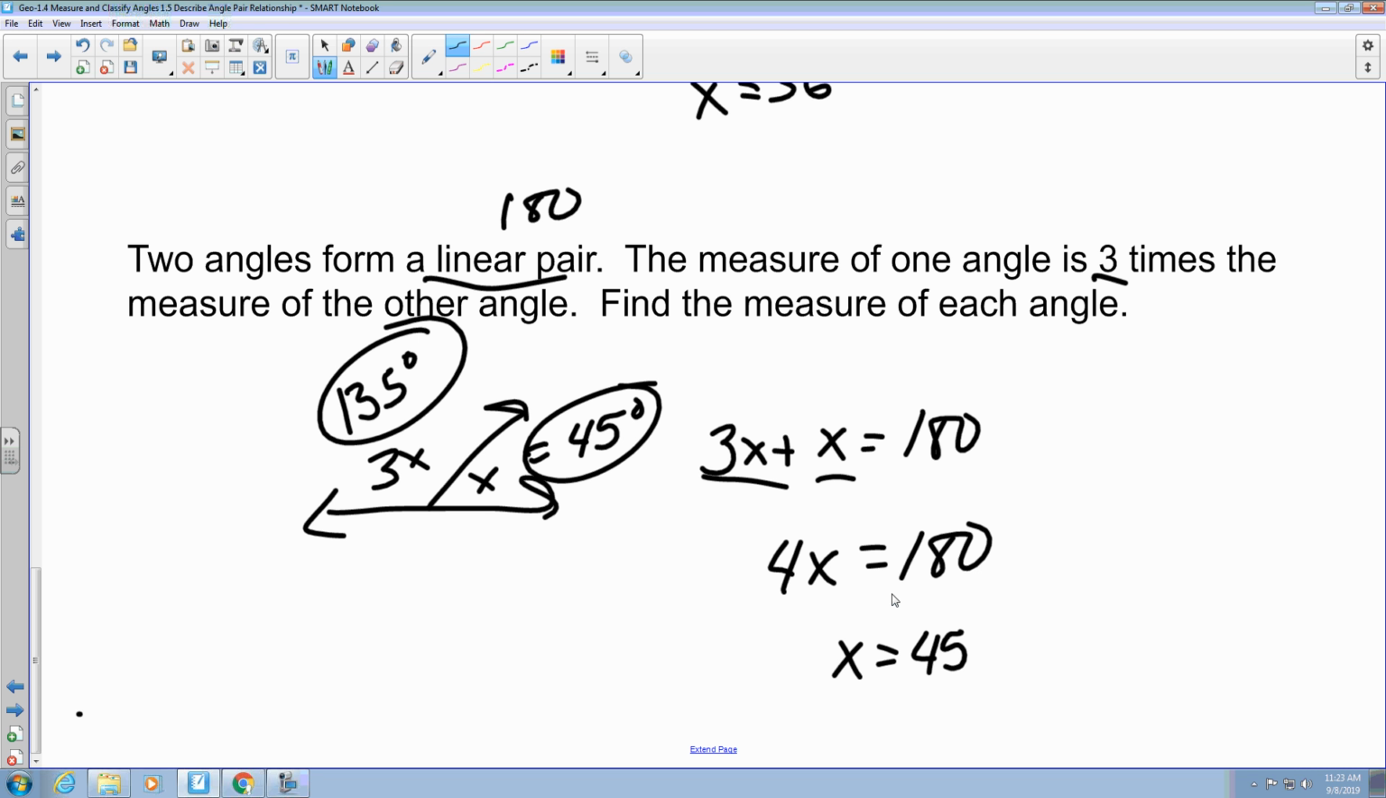And that is being able to describe angle pair relationships.